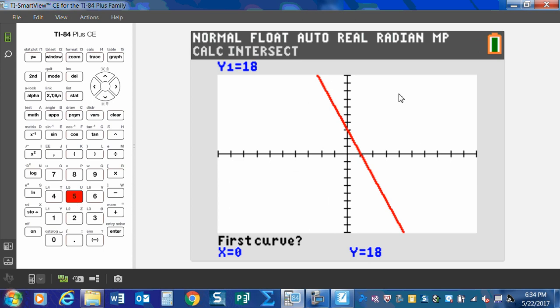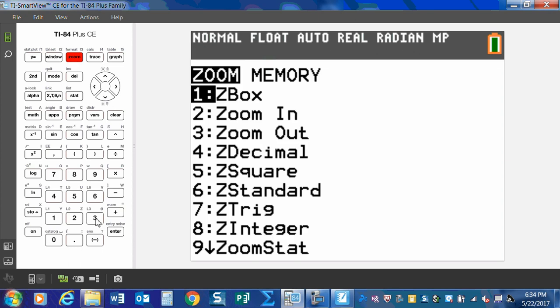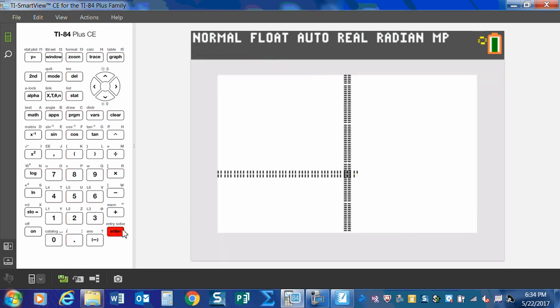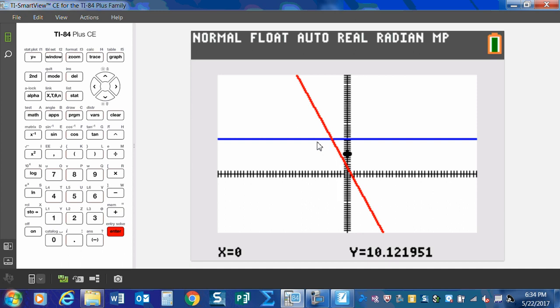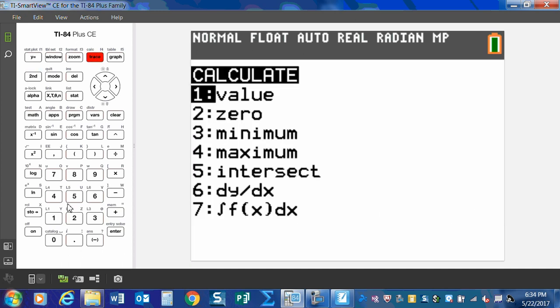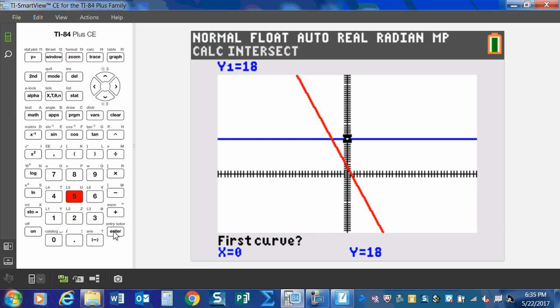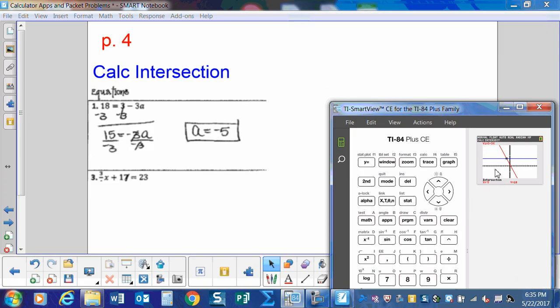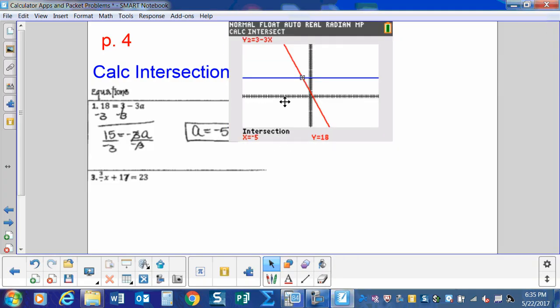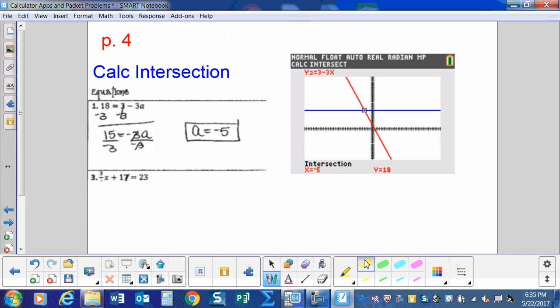So I don't see intersecting lines in my viewing area, so I need to zoom out. I hit zoom, number 3, enter. And now I have a point of intersection I can calculate. It says second, calc, number 5, first curve, enter. Second curve, enter. Guess, enter. And -5. So I'm looking that the x value and my solution are the same.